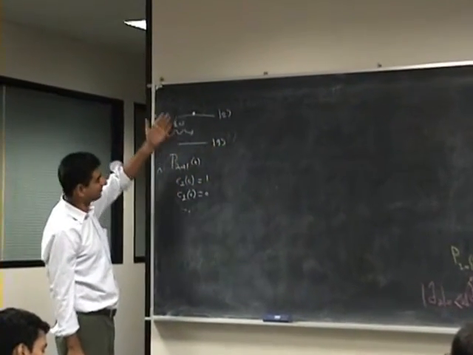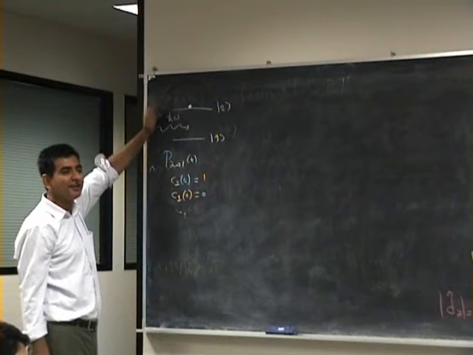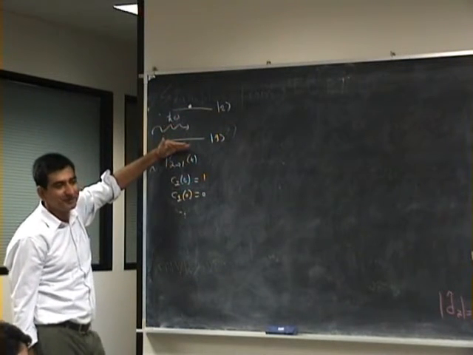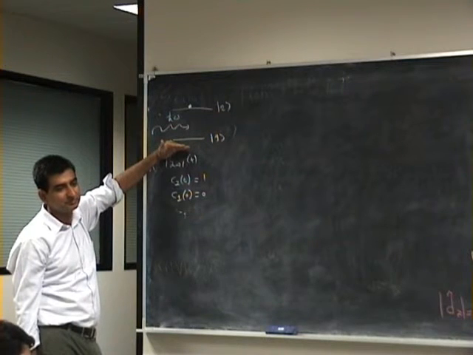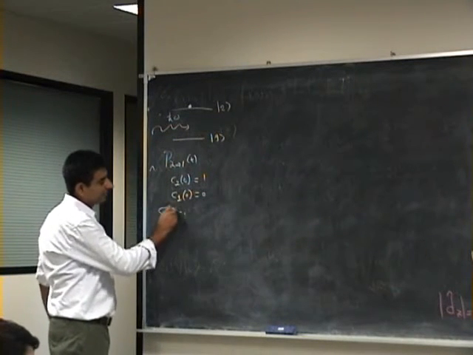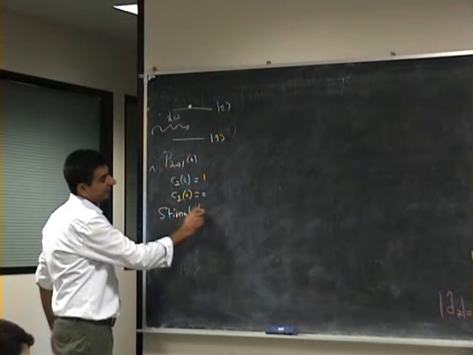So what this means is that if you're in the excited state, you input radiation, there's a certain probability of making a transition to the lower state. So this is called stimulated emission. So this is how stimulated emission comes about. It's used in lasers.